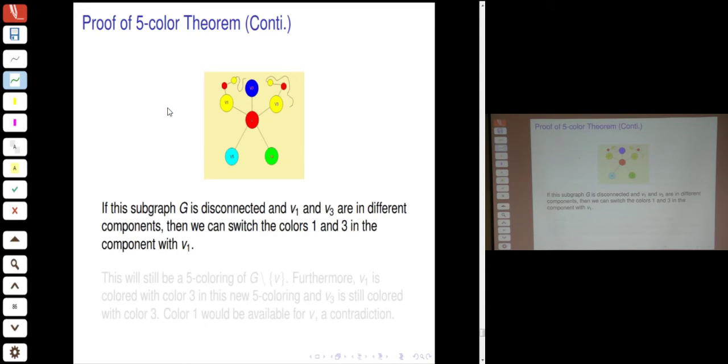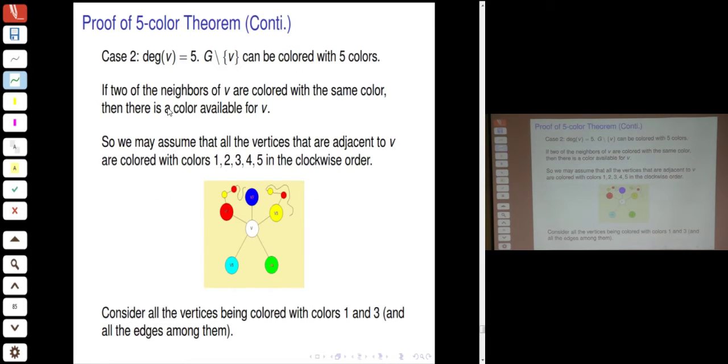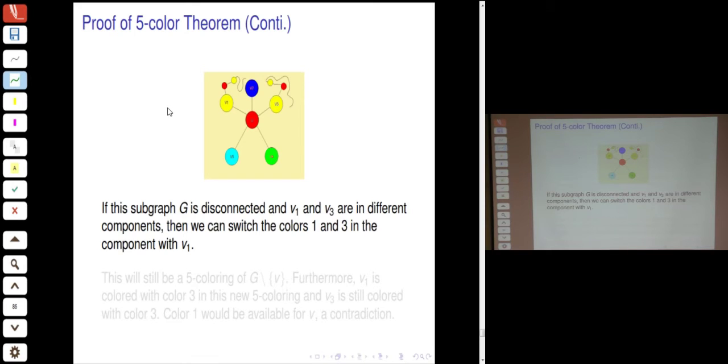There are 2 possibilities. The first is that this subgraph of G is disconnected. Suppose the picture is like this: this part and that part are not connected. They are separate, there's no connection. Okay? So suppose this subgraph of G is disconnected, and V1 and V3 are in different components.